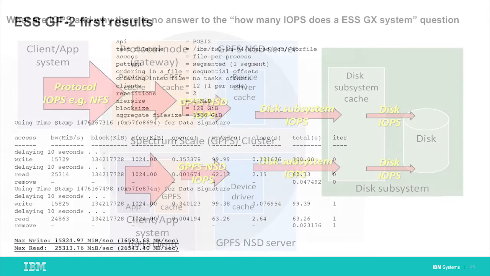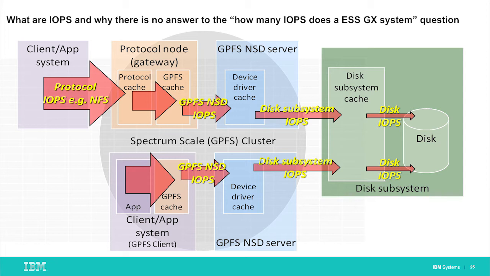Okay, so let's start with the first headliner. What are IOPS, and why is there no answer to the question of how many IOPS an ESS GX system delivers? It's very simple. When people ask about IOPS, they already ask the wrong question. IOPS is not a file system metric. You cannot answer a question about IOPS if you don't specify what an IOPS actually is. In the block world, this is typically pretty simple. When people talk about IOPS, they talk about some 4K random read-write workload.